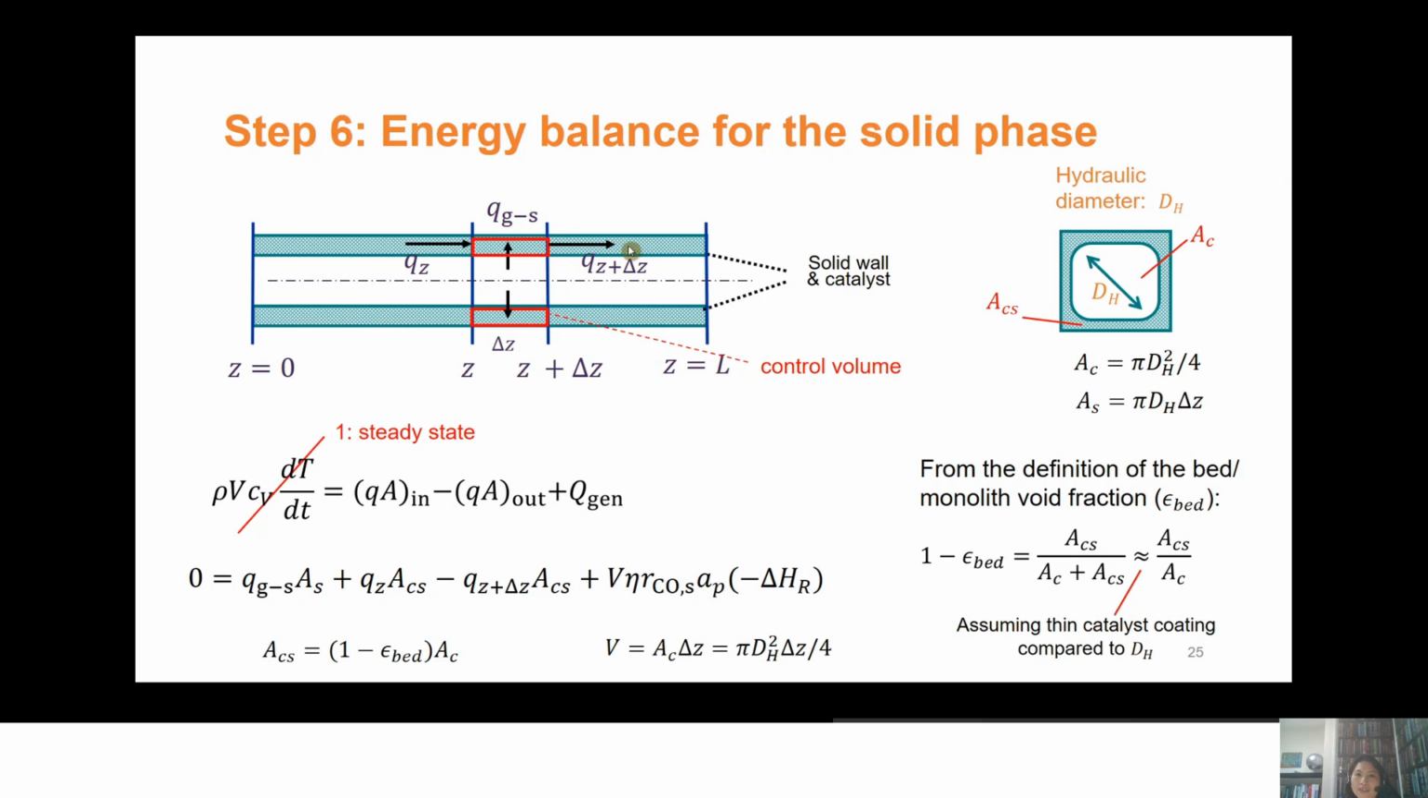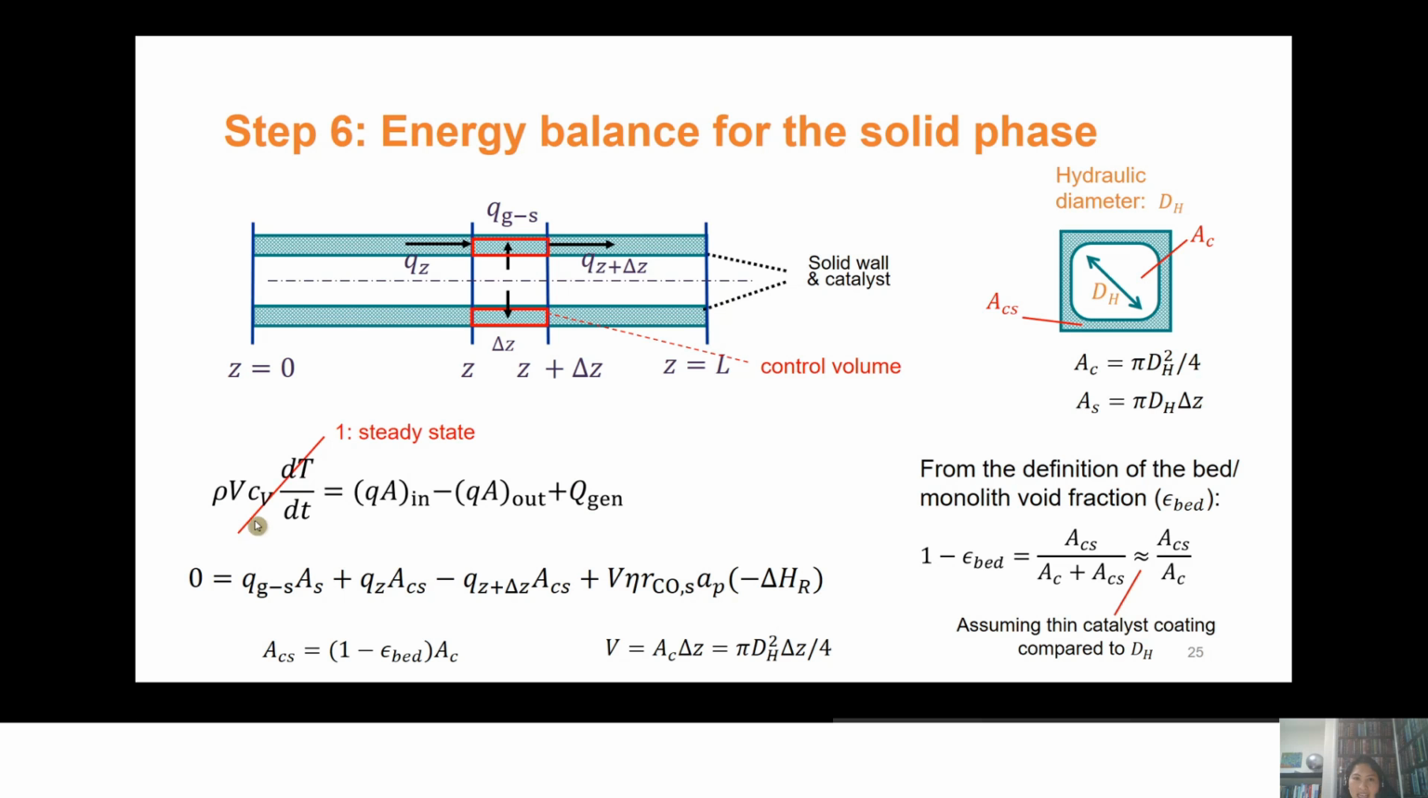So we also have convection from the gas phase to the solid phase. Yeah, so this is QGS. It's the same thing as the previous energy balance for the gas phase. And now we also have a generation term, because we are now doing it for the solid phase, and there is reaction taking place in the solid phase. So we have Qgen here in our balance. Our general energy balance looks like this.